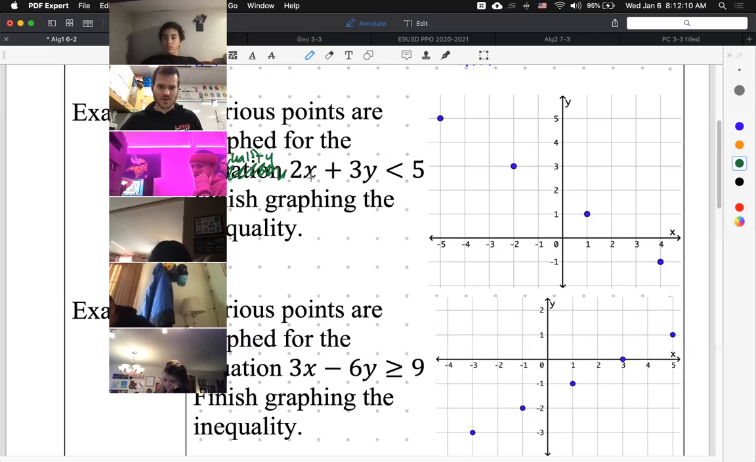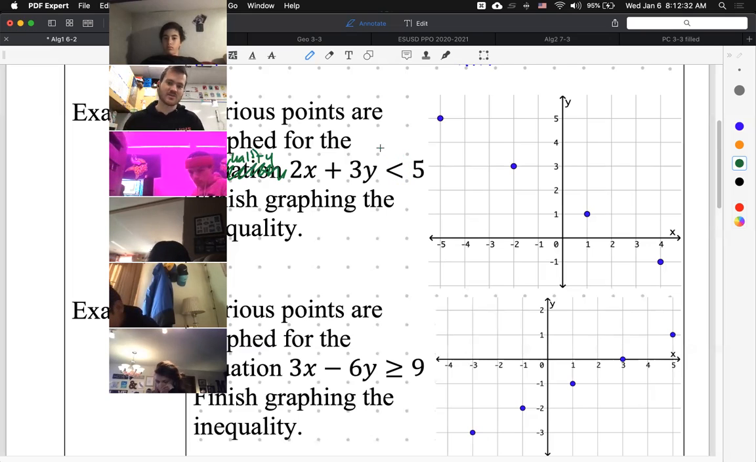This is the graph for the inequality 2x plus 3y is less than 5. We need to finish graphing it. So I need to, again, decide those two questions. Is it a dashed line or is it a solid line? And then after I decide that, is it shaded above or below? And that second question is tricky because you can't just look at this symbol and say, oh, it's shaded beneath because it's a less than symbol.